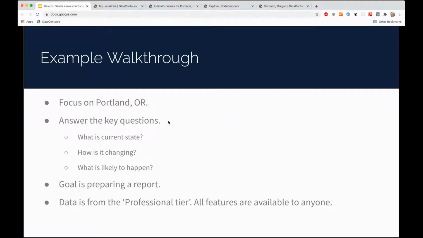What we'll talk about today is the professional tier of DataContours. Hopefully you all are familiar with the tool or have signed up. There's a free version. The only limitation on the free version is the amount of data that you have access to. The paid tiers, a community and a professional tier, just provide more access to data and access to different subpopulations under each of these indicators. So we'll walk through the professional level and what's in there, just to give you a sense. But again, the same features that we'll talk through are available to everybody.